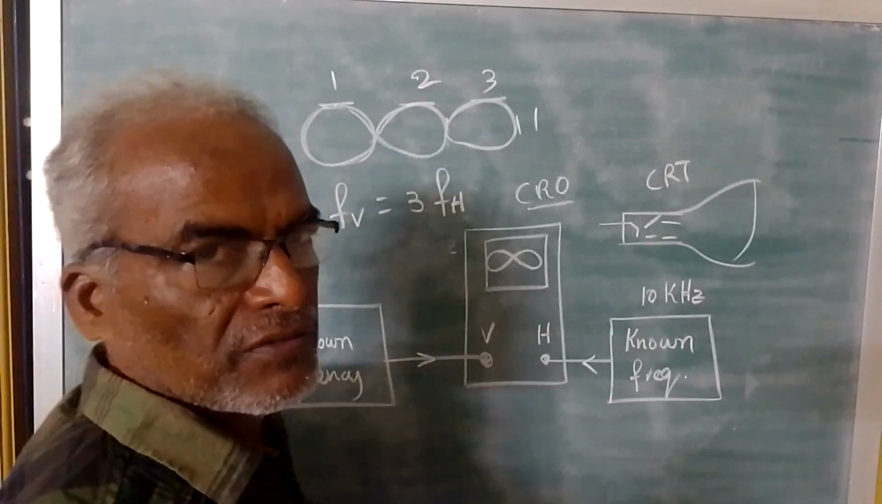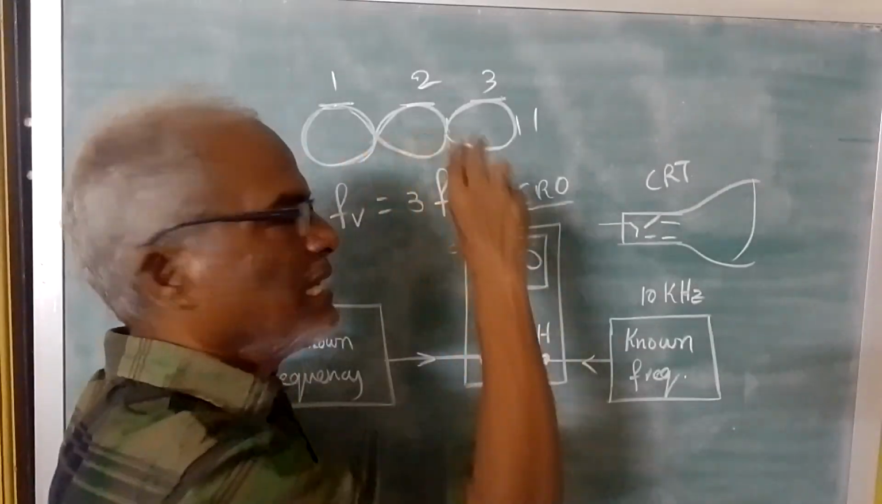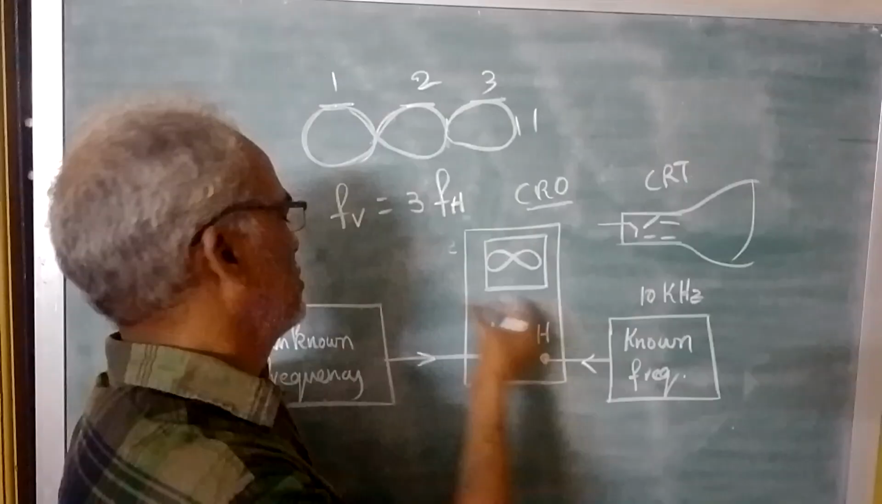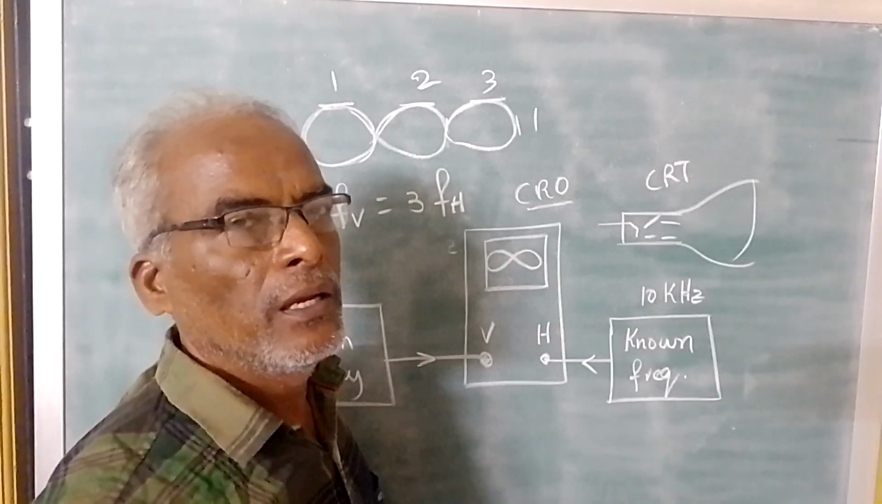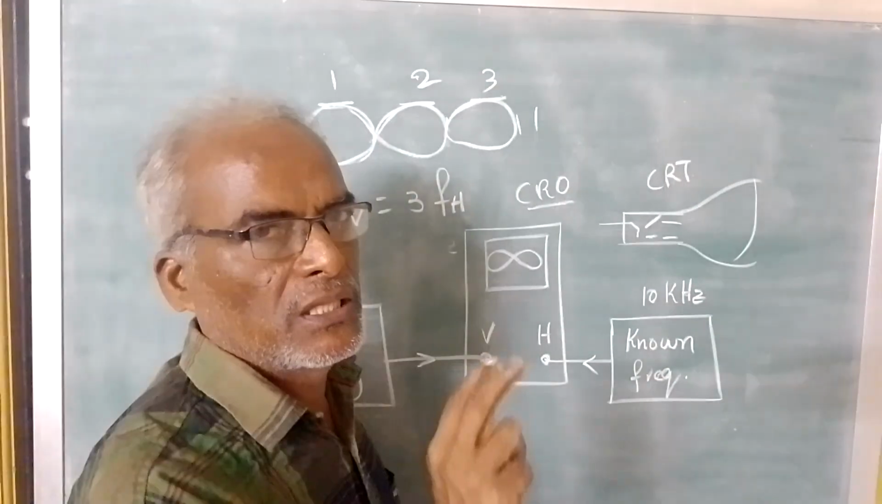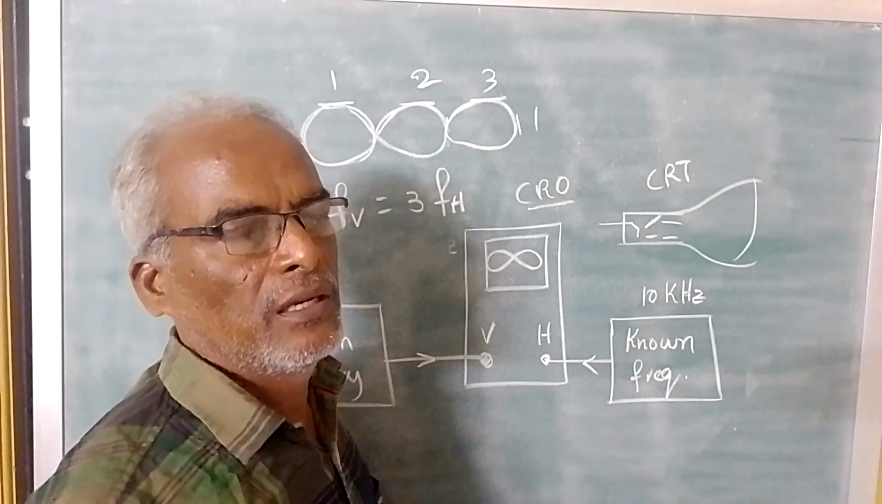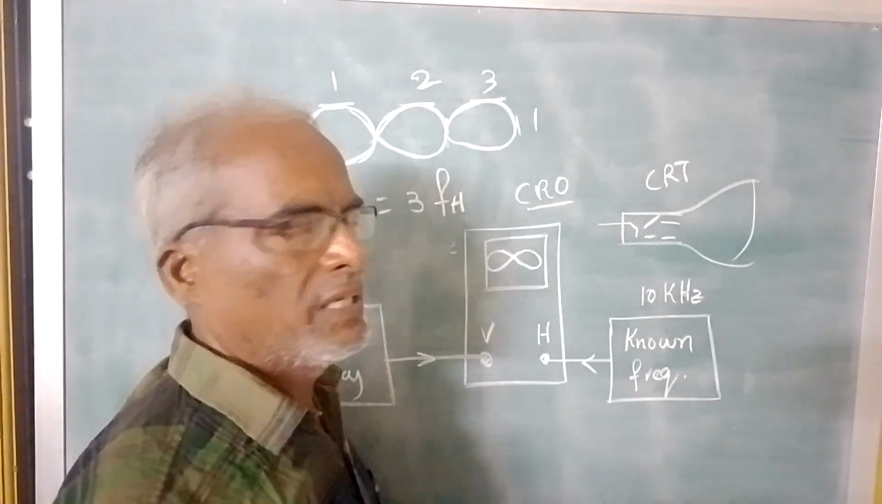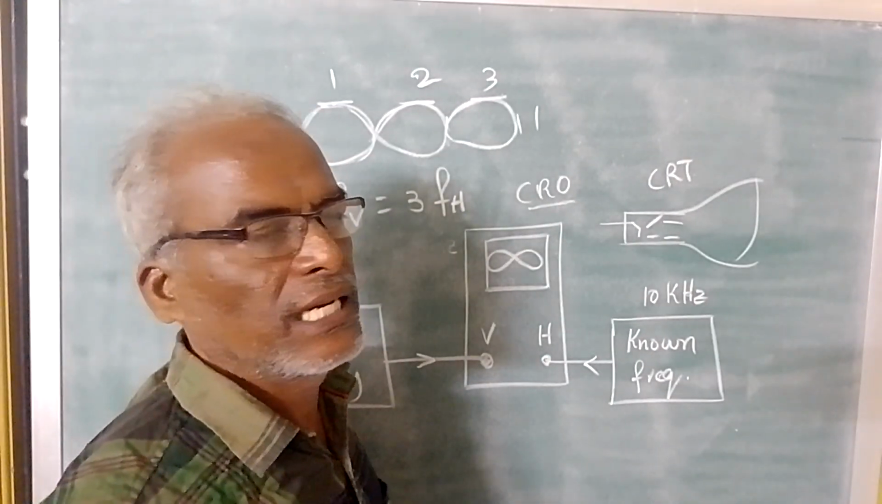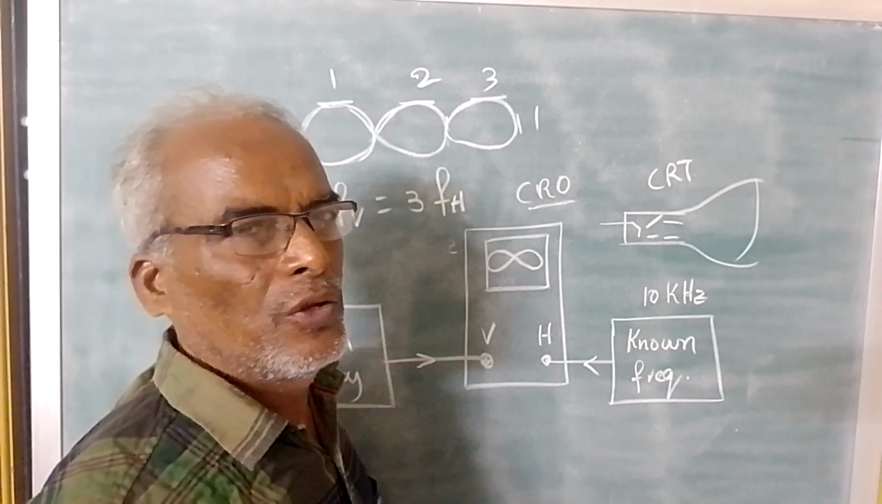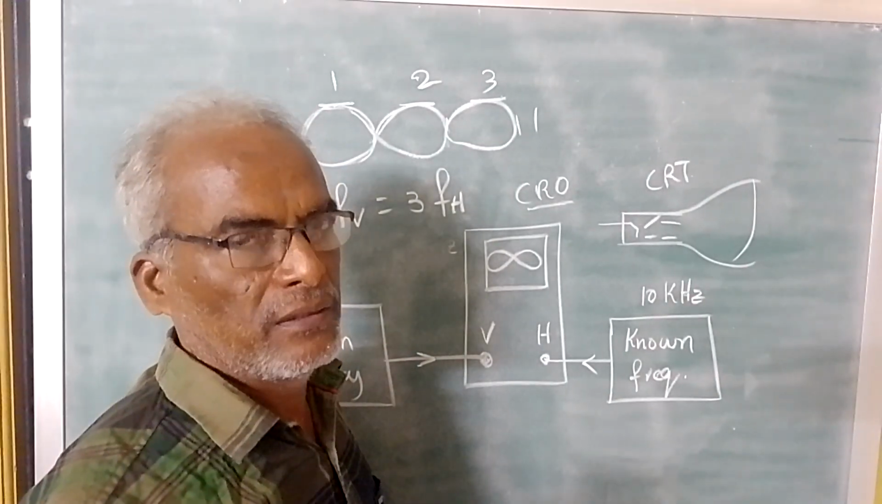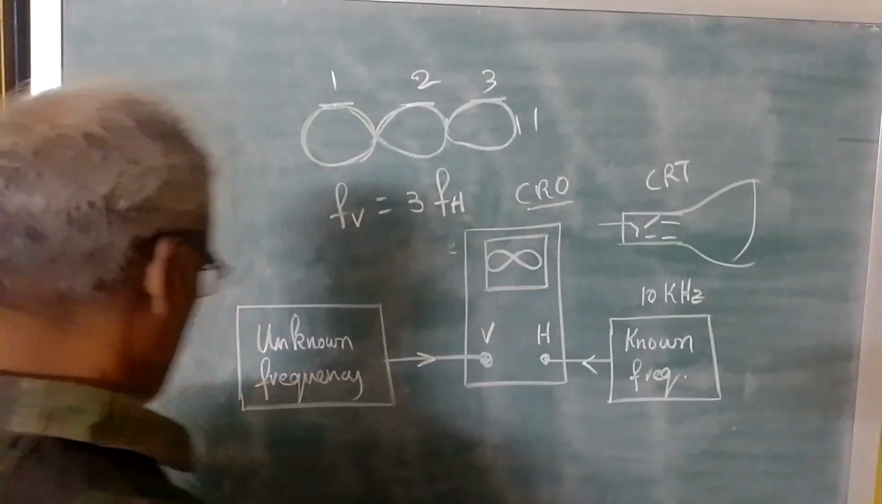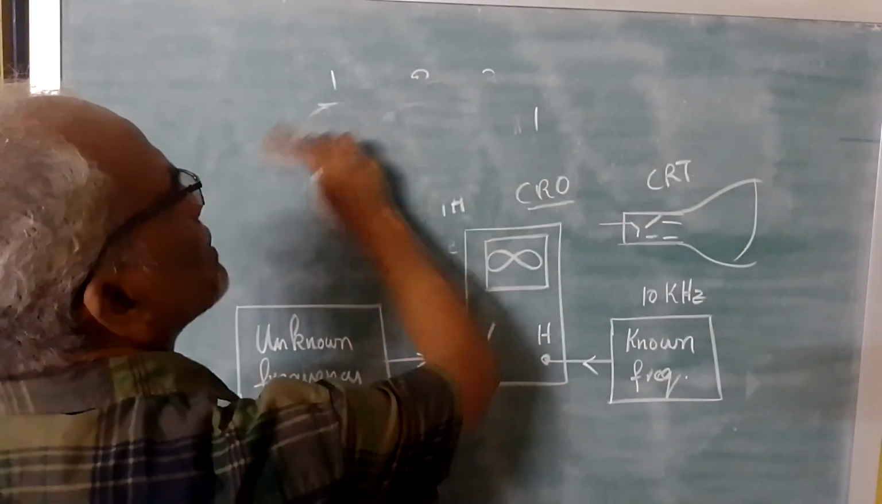Now one thing you have to remember is, if you want to see a regular pattern, then the unknown frequency should be multiples of the known frequency. Then you can see clear loops. But if it is a fractional frequency like that, then you won't see a clear pattern. Okay. Right. Next we can have patterns like this also.